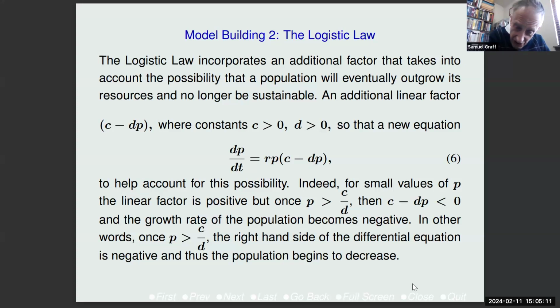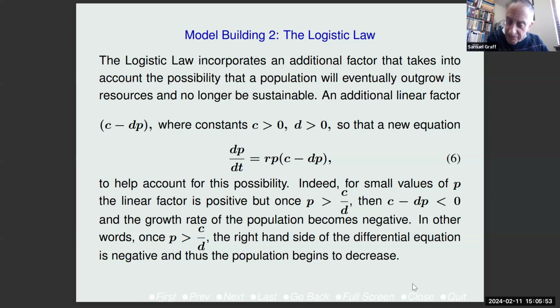So I suggest that we introduce a factor to the right-hand side, which is positive when the population is small, but at some sustainability threshold becomes negative. And so we put a factor of C minus dP on the right side, which will be positive when P is very small, but once the population exceeds the ratio of C over D, the factor C minus dP becomes negative, and at that point, your population will begin to decrease.